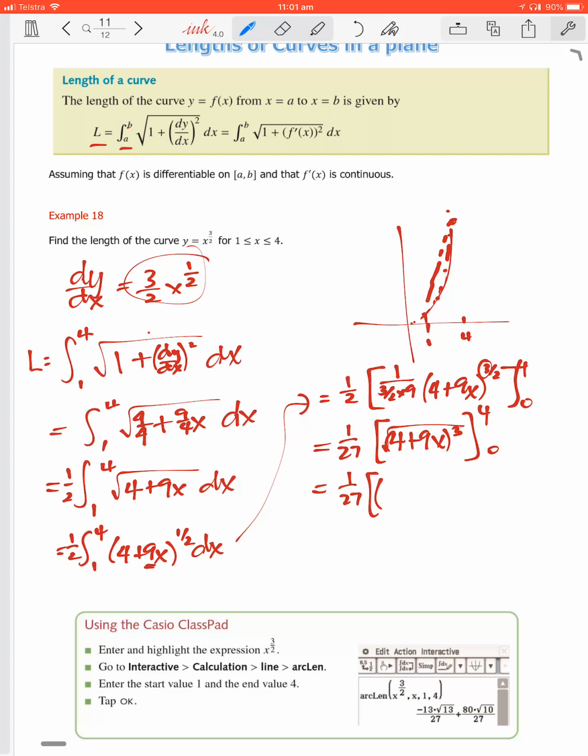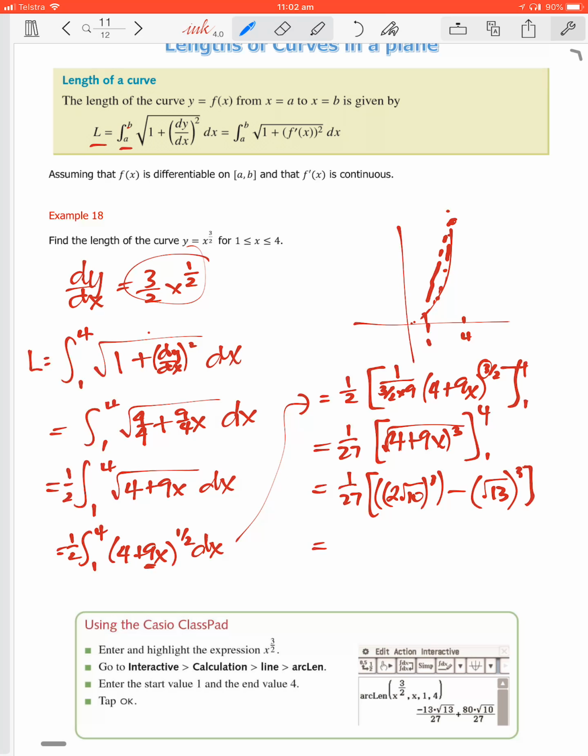So what's the square root of 40? It is 2 root 10. Because it's the square root of 40, it's 2 root 10, and then we've got to cube that. Minus, if we put the lower limit into that, it's not 0, it's 1. So we put 1 into that and I'm going to get 4 plus 9, which is 13, square rooted and cubed. So root 13 cubed.